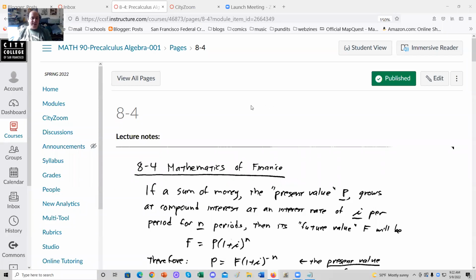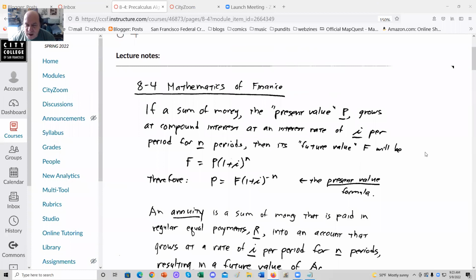Now this is, as I think I've said before, one of the most useful sections in the class, because this is the sort of thing you need to know to keep the credit card companies from eating you up. All right, we start off with compound interest.